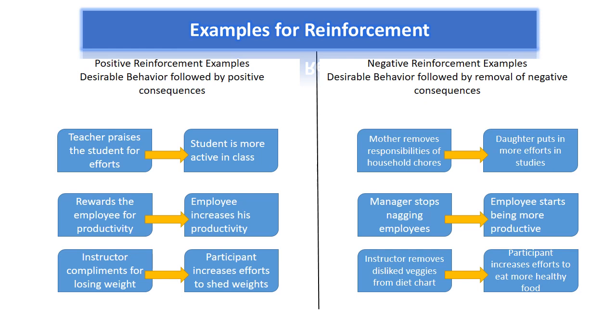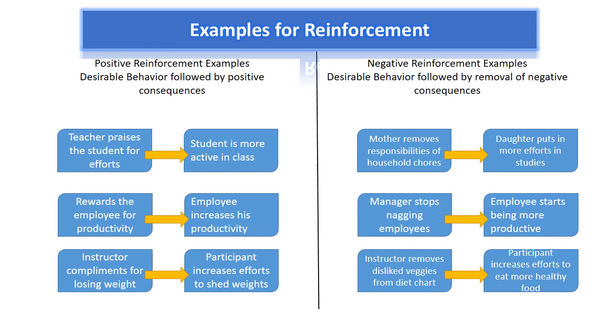Similarly, the manager is criticizing, and due to those critical remarks, sometimes the employees do not like that. So when a manager stops nagging, the employees start being more productive. The manager basically takes away this negative consequence that is not liked by the employees in order to increase the other behavior, that is productivity, and as a result the employee starts being more productive.